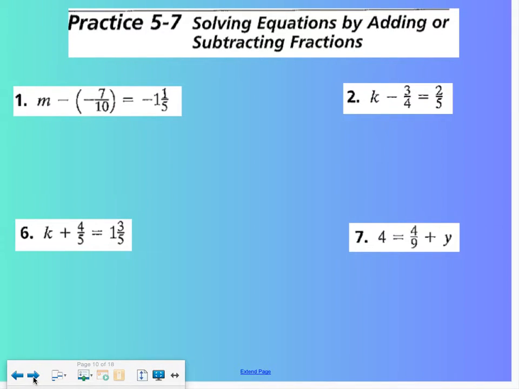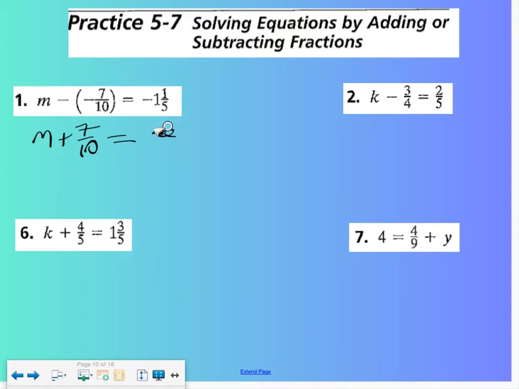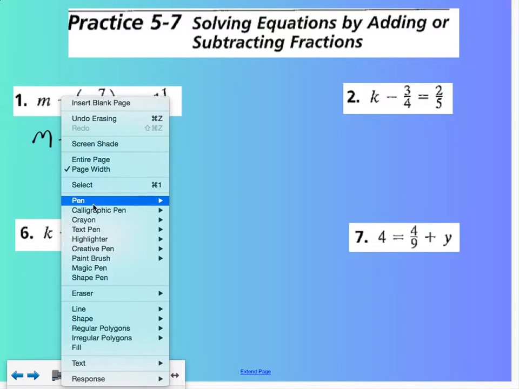All right. Now we worked with adding and subtracting fractions in 5.7. Please remember, when you're adding or subtracting fractions, you need common denominators, right? So this one here, really, it's m minus -7, so plus 7/10 equals -1 1/5, which I'm just going to change right now to -6/5, that improper fraction.